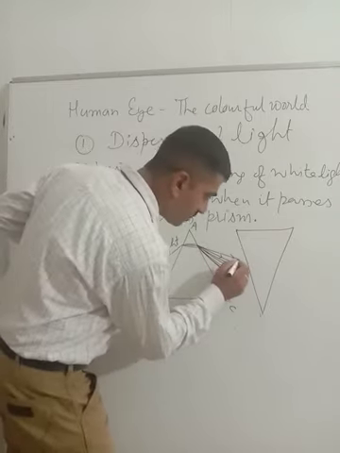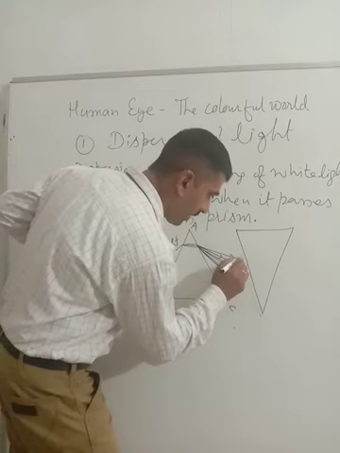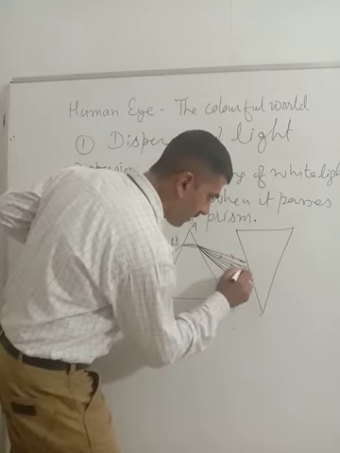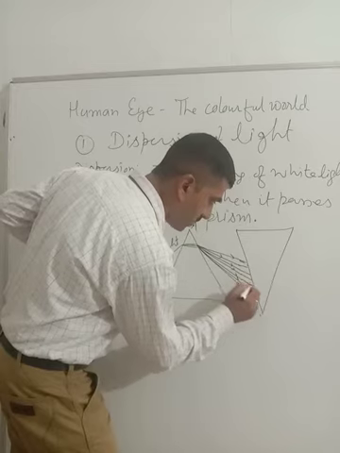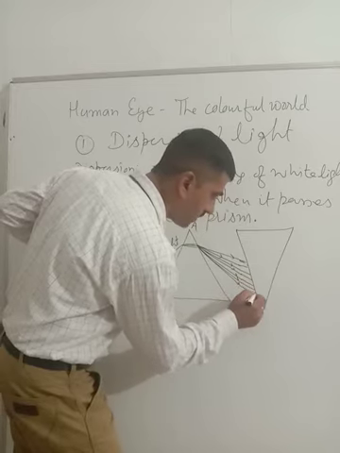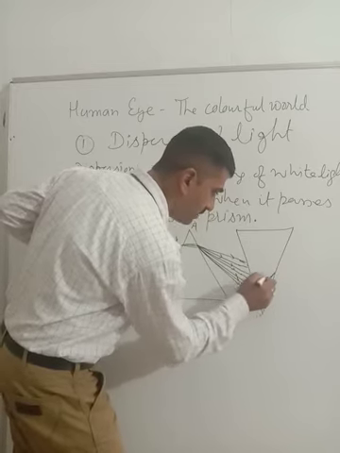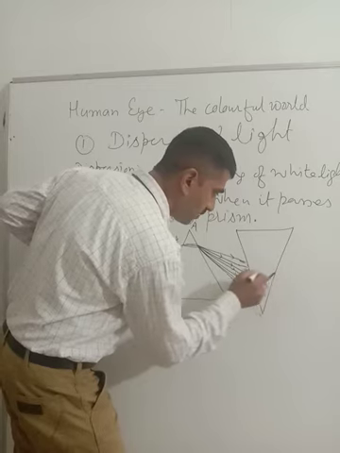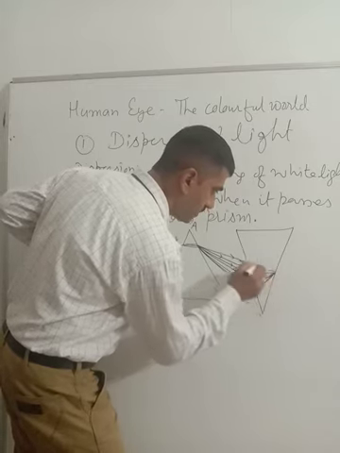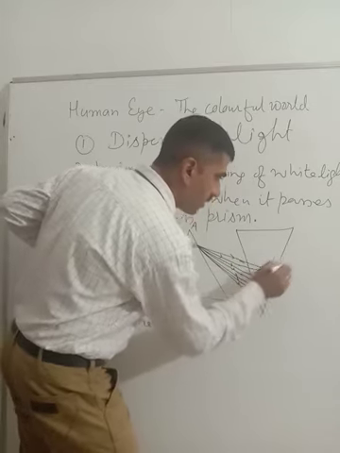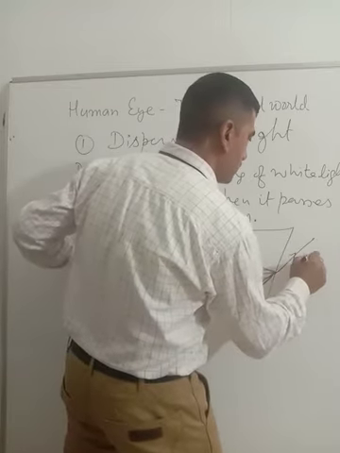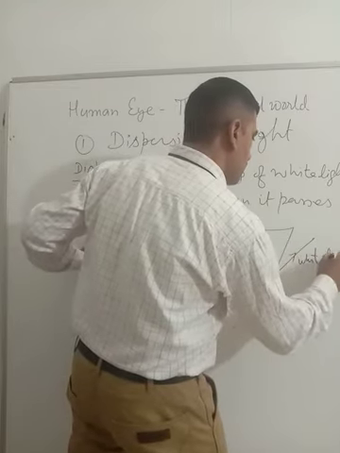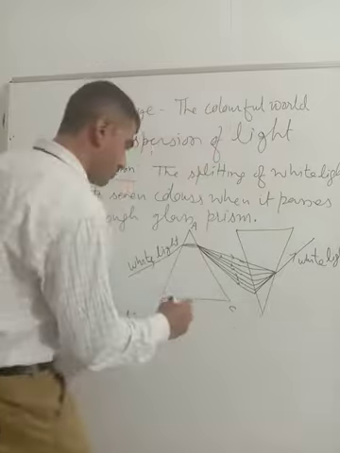These rays will strike here. I'm extending further from this same diagram, and you can see these rays will recombine at a point, and your incident ray of light will convert into white light. So this is called recombination.